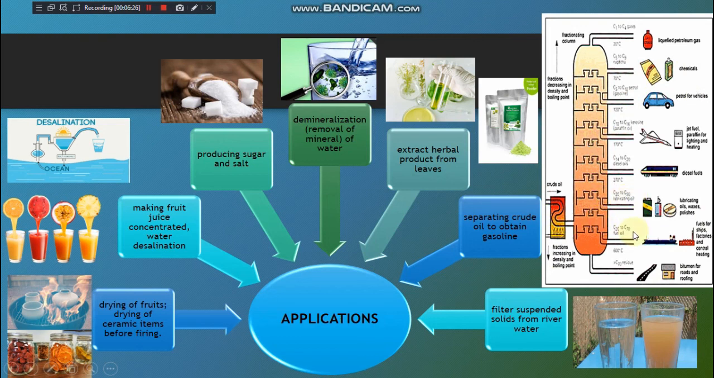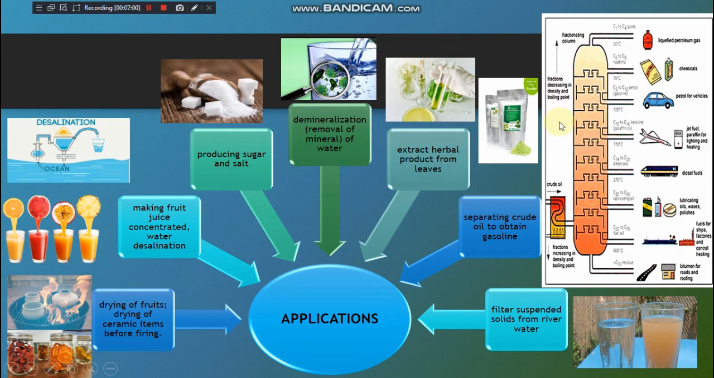A tall fractionating column is fitted above the mixture with several condensers, with each and every fraction coming off at a different height. So the column is hot at the bottom, very hot at the bottom, and cool at the top. Substances with high boiling points condense at the bottom, and substances with lower boiling points condense on the way to the top.